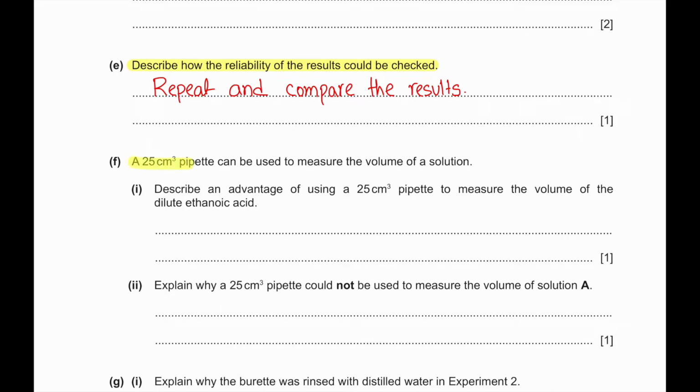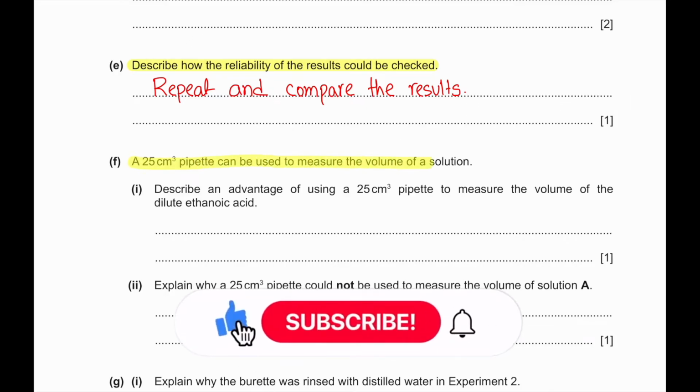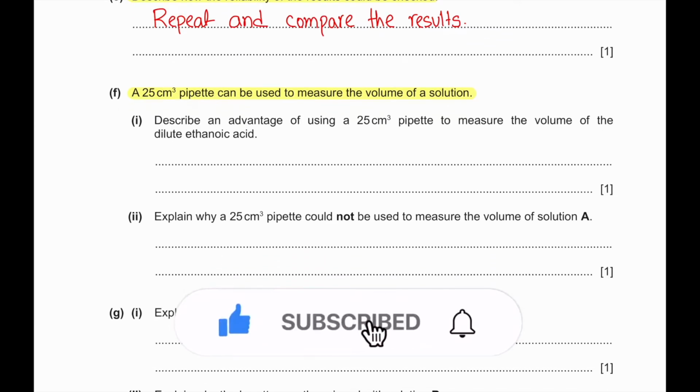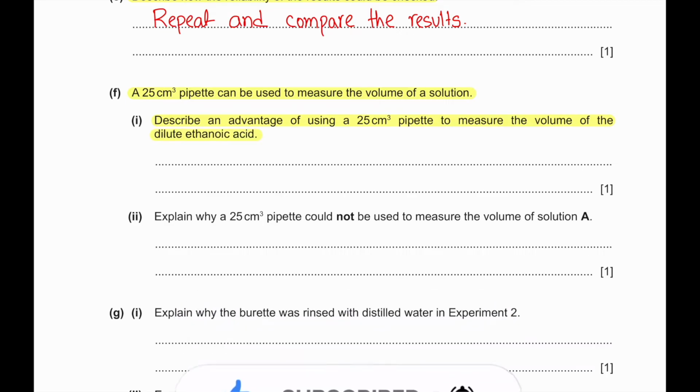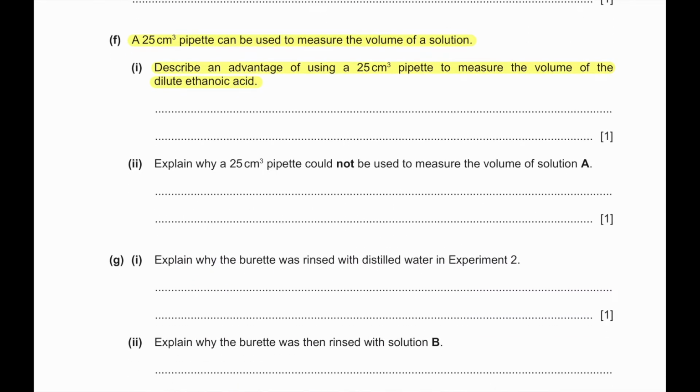F. A 25 cm³ pipette can be used to measure the volume of solution. Describe an advantage of using a 25 cm³ pipette to measure the volume of the dilute ethanoic acid. So the advantage of using a pipette is that it's more accurate, it is more precise than a measuring cylinder.